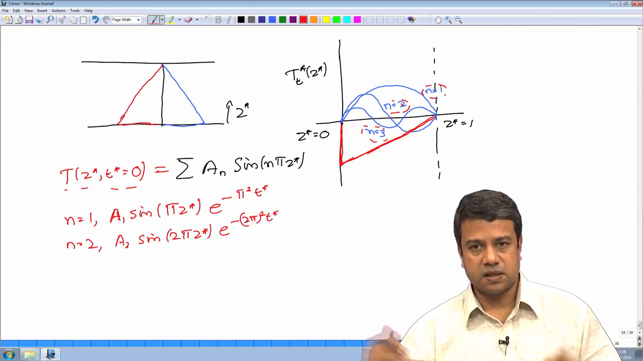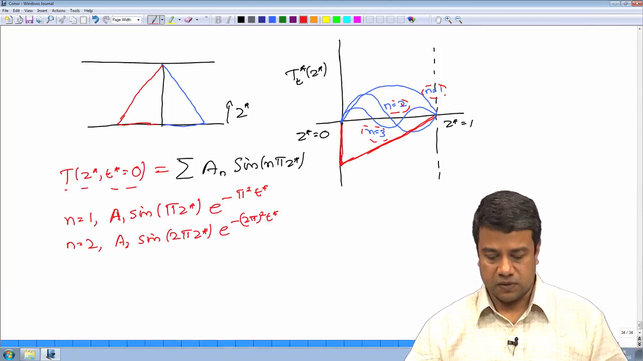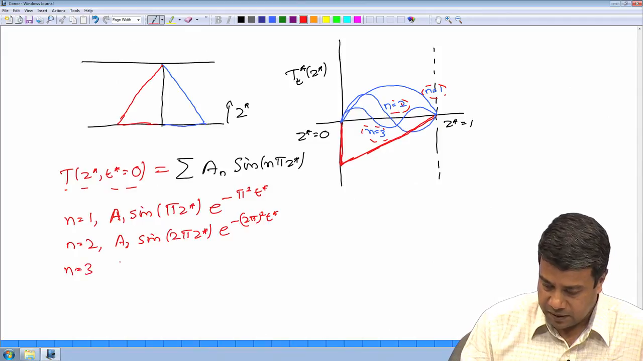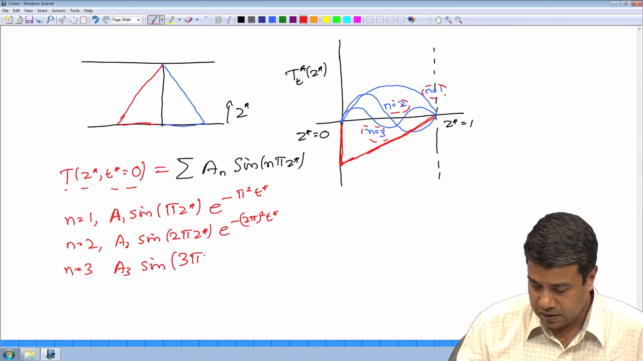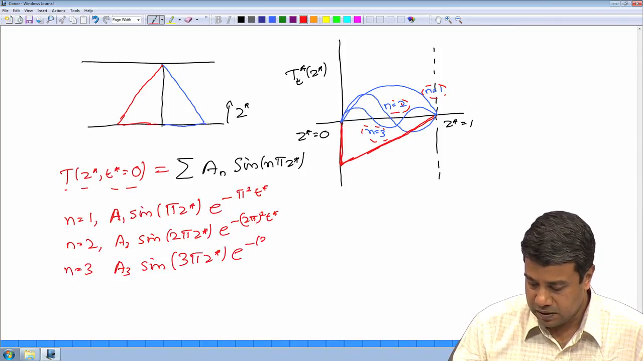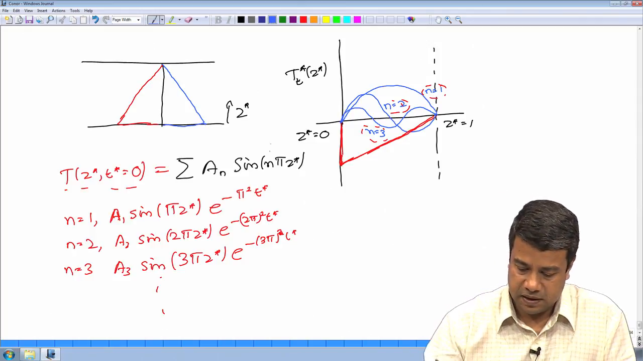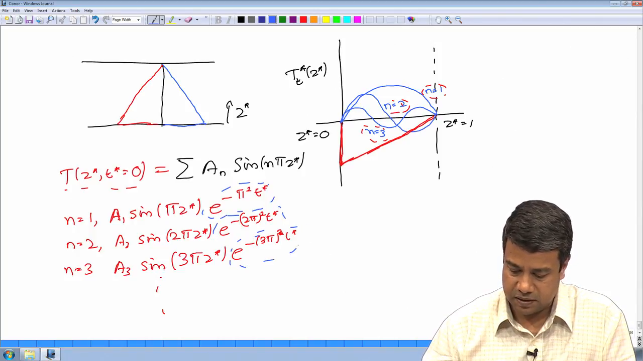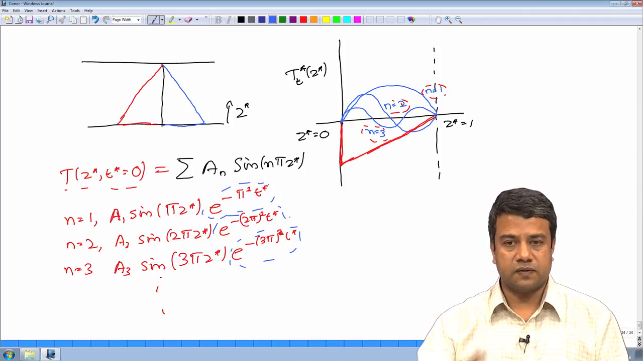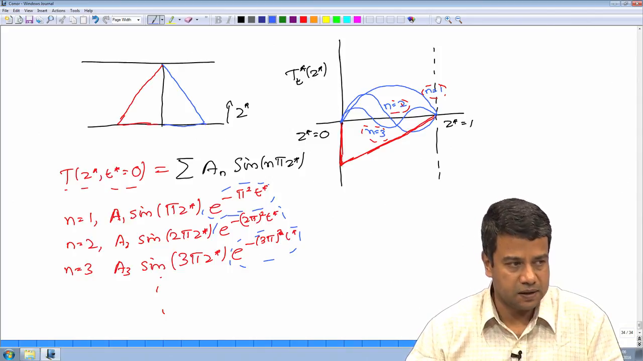So, once this initial shape I have decomposed into each of these sine functions, each of these decays at its own rate. For n equal to 3, you will get a 3 sine 3 pi z star e power minus 3 pi the whole square t star, and so on. You will get higher and higher terms, and each of these functions decays at its own rate. So, once from the initial shape of the function I have got all these constants, I can multiply each of those functions by their own natural decay rate, add them all up, and I will get the solution at any instant of time.